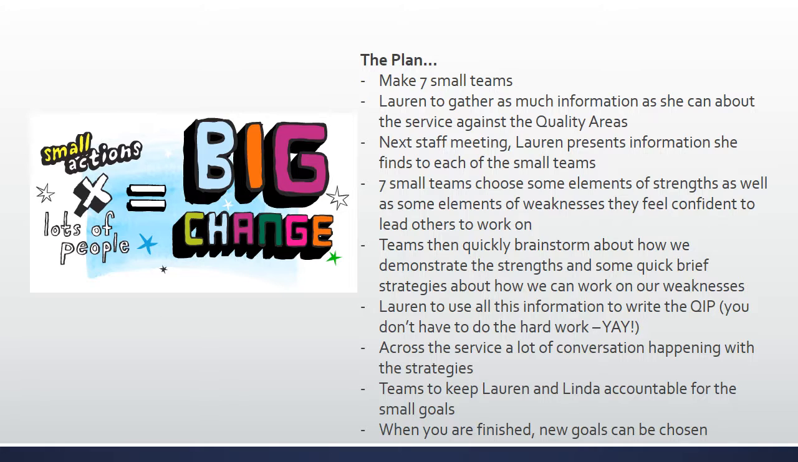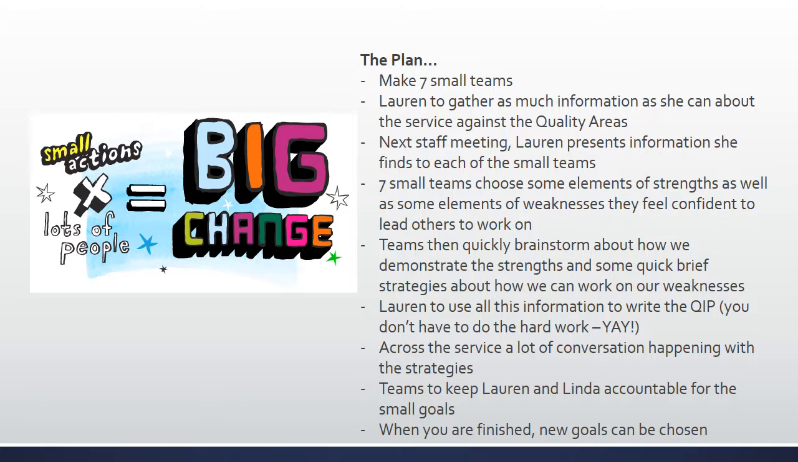So initially we were going to be 7 small teams, choosing elements of strengths as well as elements of weaknesses they feel confident to lead others to work on. Now, unfortunately, because we will be in our teams helping the rest of the staff, and hopefully we'll be able to all really work well together. Our compliance officer again wrote down some strengths, and she's written down some weaknesses. She hasn't identified all our strengths, so we will need to do that together at the staff meeting.